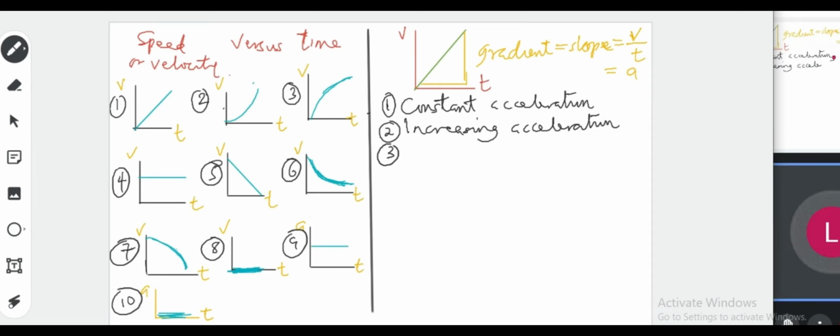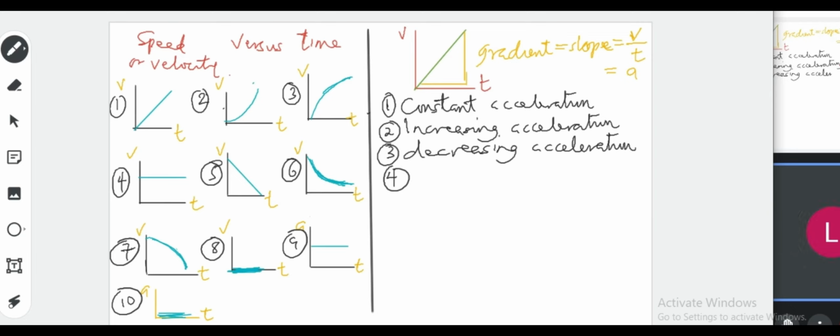What about number 3? Decreasing acceleration, because the slope is getting smaller. It's getting less steep. So that's decreasing acceleration. It's still accelerating, it's just that the acceleration is getting smaller. Decreasing acceleration.